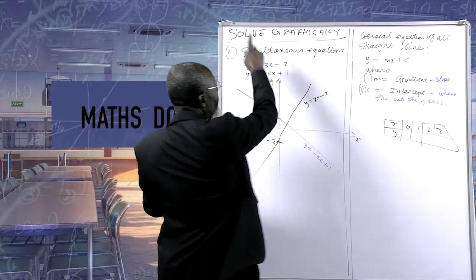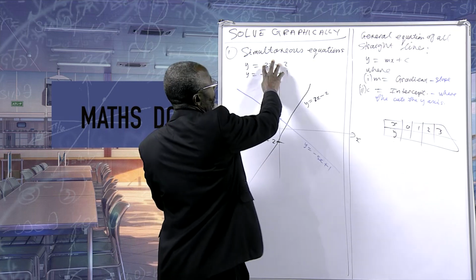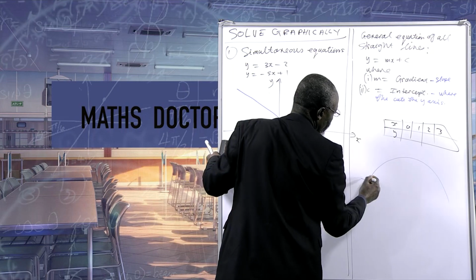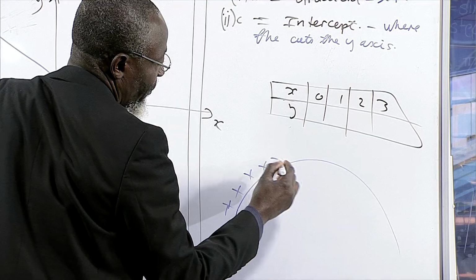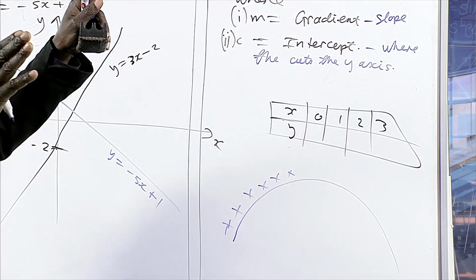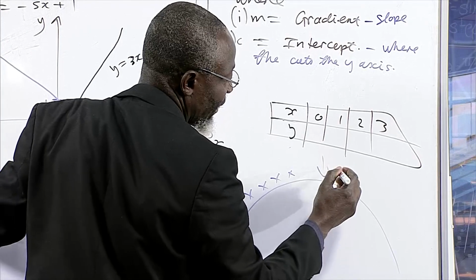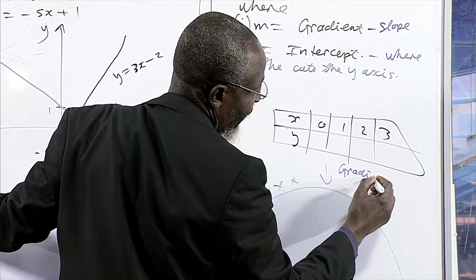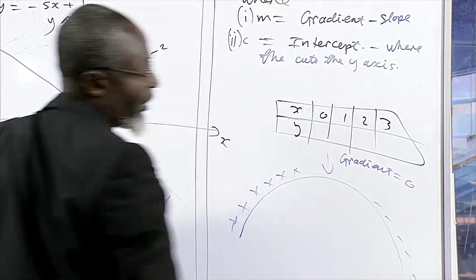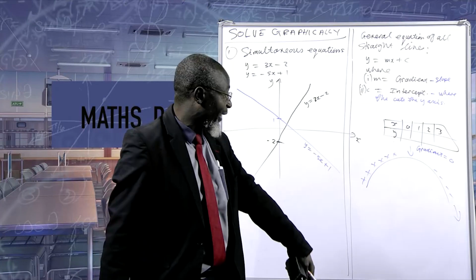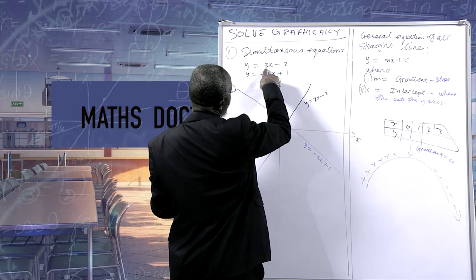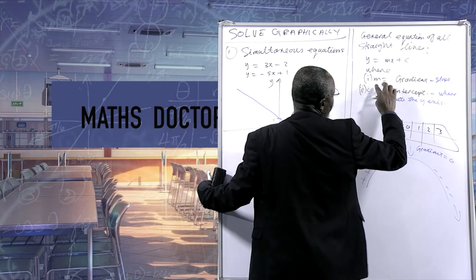If it has got a positive here, it's like when you're climbing a mountain. You move, it's a plus. When you're going upwards, you are climbing the mountain. When you get here, the gradient is 0. And you now go downwards, it means it is now negative. So when the gradient here, which is 3, is positive, we say m is the gradient.